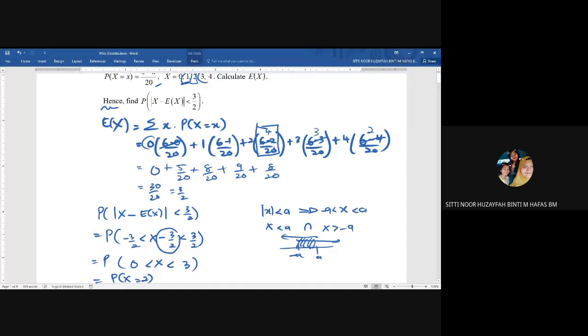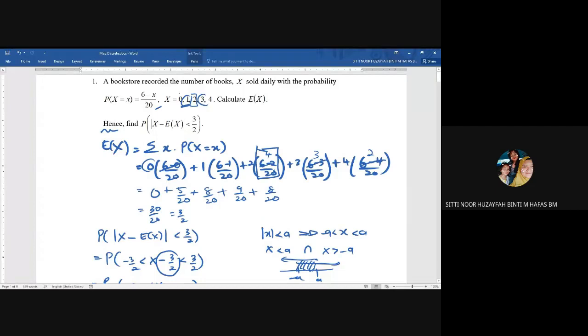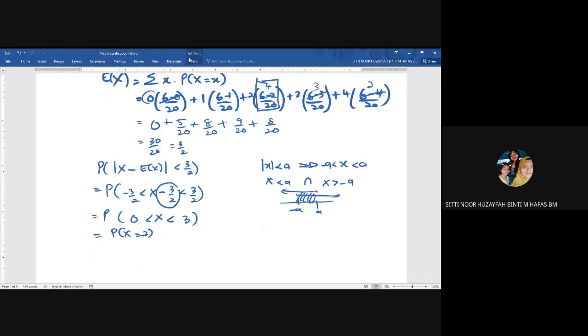Not only 2. So it's between 0 and 3. So the numbers we have to find out are probability of x equal to 1 and probability of x equal to 2. So probability of x equal to 1 plus probability of x equal to 2. Probability of x equal to 1 is 6 minus 1/20, which is 5/20, or 1/4. Plus probability of x equal to 2 is 4/20, which is 1/5. So the final answer should be 9/20. Okay, that's for question number 1.